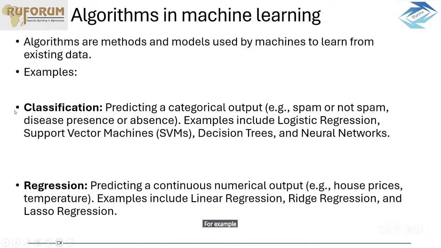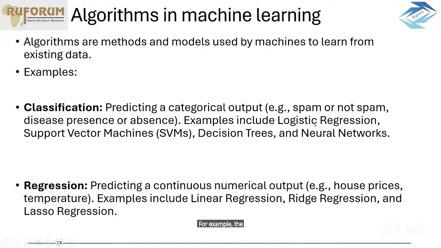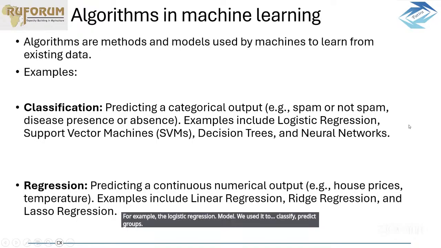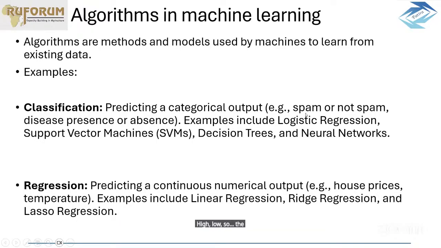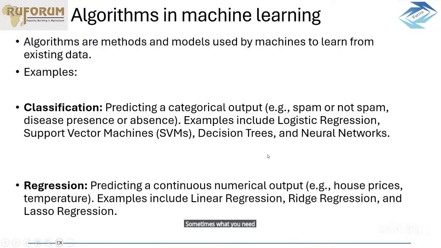For example, classification: if the model classifies information in two groups, then that one is called a classification algorithm. For example, the logistic regression model, we used it to classify and predict groups, high, low. So the logistic regression is then referred to as a classification algorithm. Okay, we have others like the support vector machines, the decision trees, neural networks. There are so many, you will come across them. Sometimes what you need is the simplest algorithm, like the logistic regression, to classify.